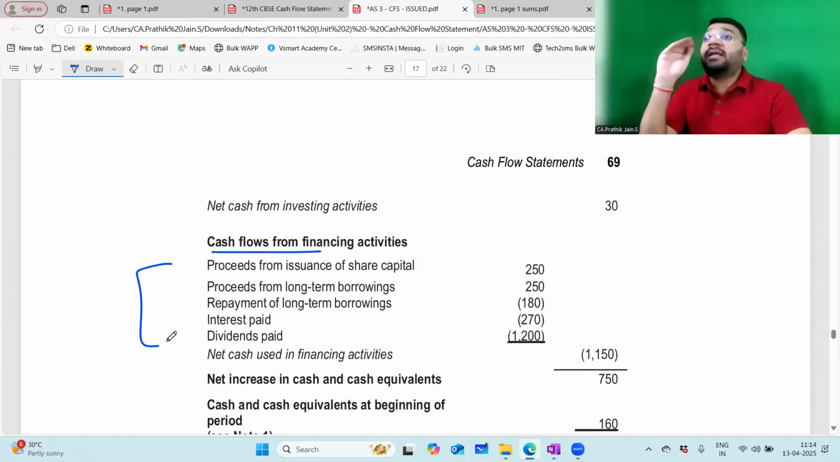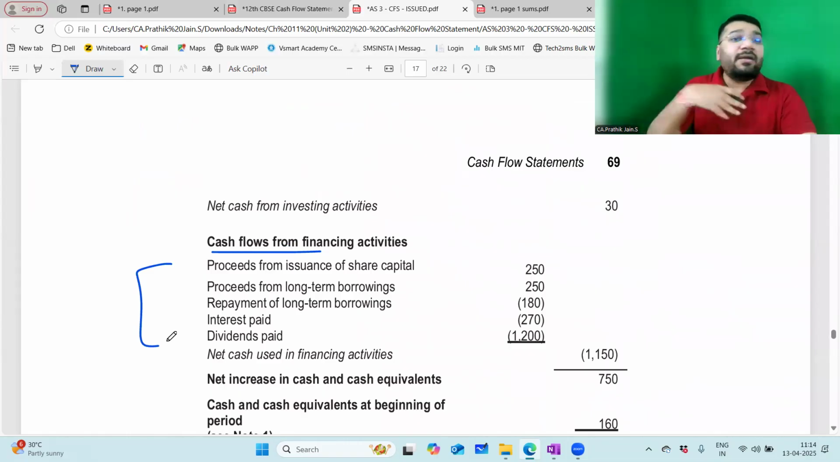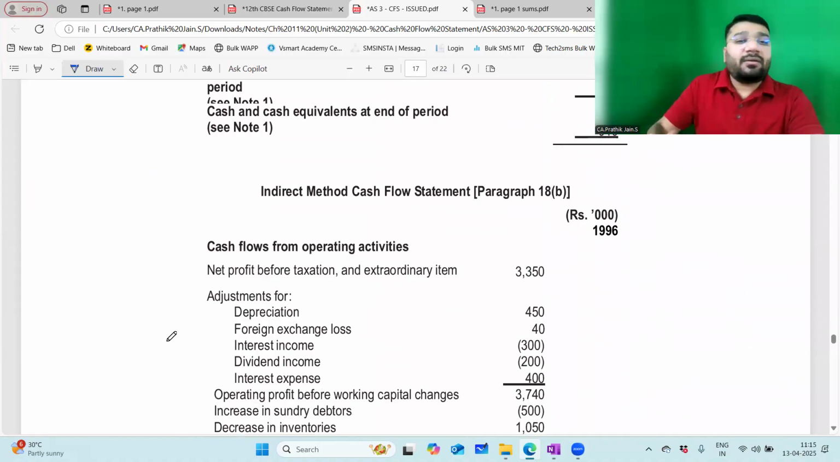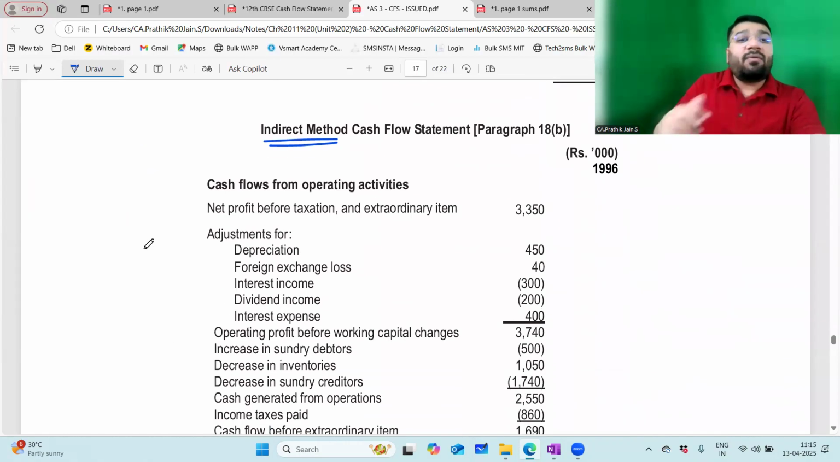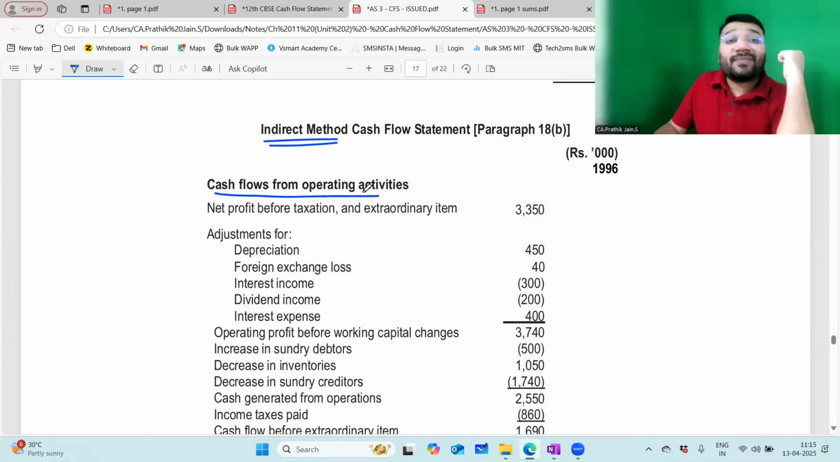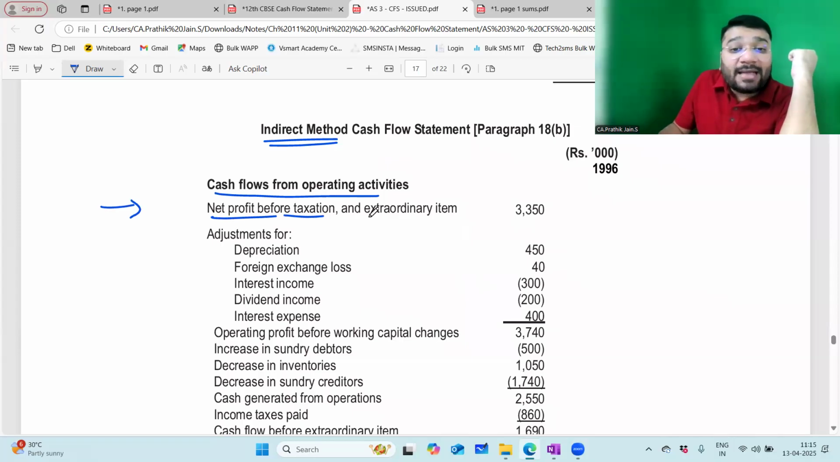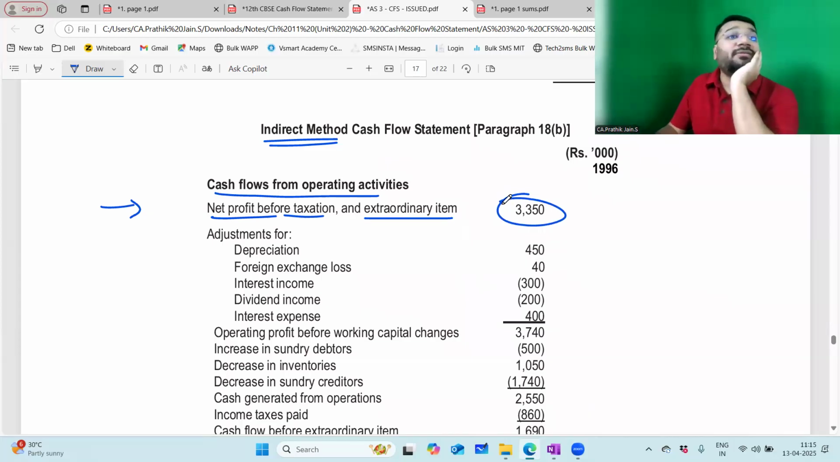So what did they do? They didn't say that this is the format you have to prepare. They just gave an illustration. You decide what you have to do. So people like us, CAs, took this example illustration as a base and started preparing. In the same way, there is one example given for the indirect method. So this is again an example. If you see the example, cash flow from operating activity, from where have they started? They have started from net profit before tax and extraordinary item, and this is my starting point. Everybody started following this.